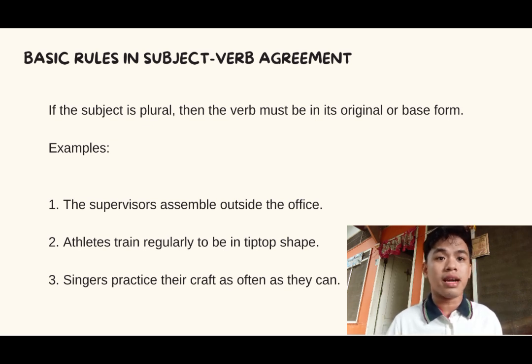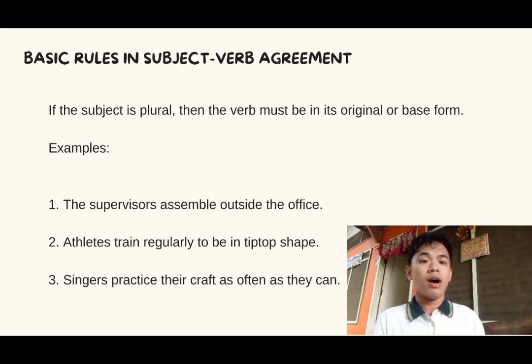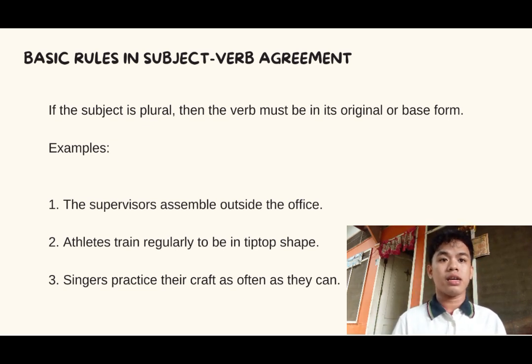So let's scan the first one. The supervisors assemble outside the office. As we can observe, the subject in the first sentence is plural because supervisor has an s that made it supervisors. So we only need to use a verb in a plural form also, or let us say in a basic form. So we don't need to add s, es, or ies to it.